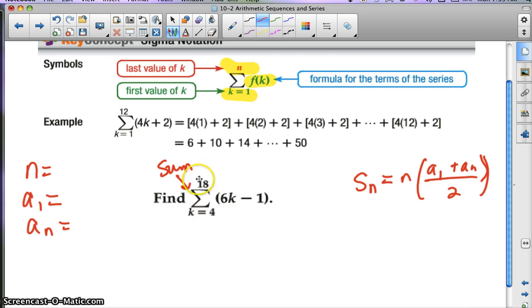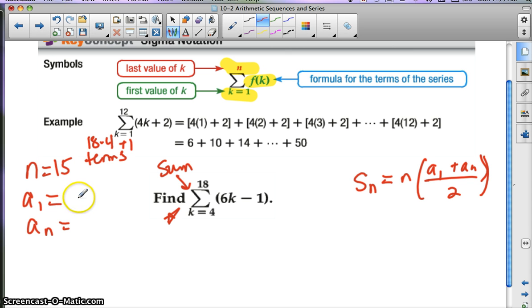So how many terms are there? Because that's what n stands for. 18 is going to be what term? We have to count 4, so we need to make sure that we count 4. 18 minus 4 is 14, but we also have to count 4, so we have 15 terms. So n is going to be 15, because it's 18 minus 4 and then plus 1. And you can count on your fingers too, just to be safe.